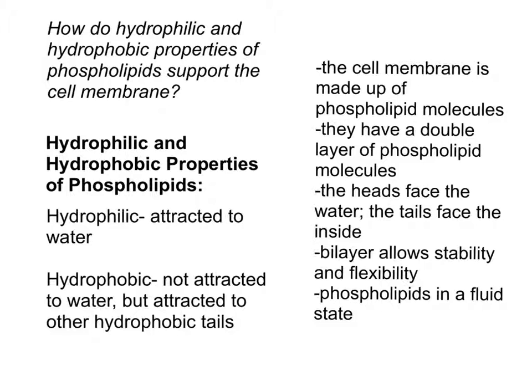So the cell membranes are made of a double layer of these phospholipid molecules. This is because in water, the hydrophilic heads will face the water and the hydrophobic tails will be in the center because they face away from the water. And that's given from the definitions themselves. The phospholipid bilayer makes the membrane very stable, but also allows flexibility. And because it's in a fluid state, it allows the cell to change shape easily.